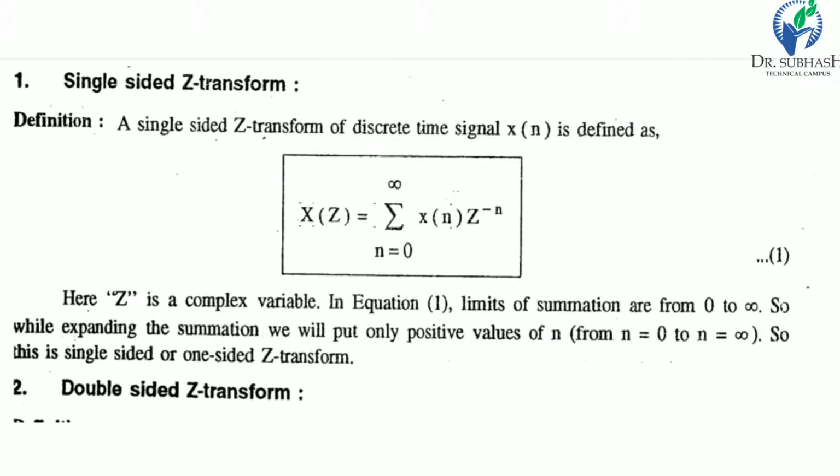Limits of summation are from 0 to infinity. So while expanding the summation, we will put only positive value of n. It means n from n equal to 0 to n equal to infinity. So this is single-sided or one-sided Z transform.